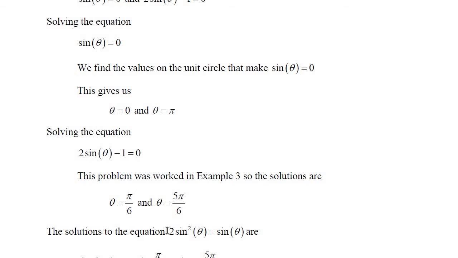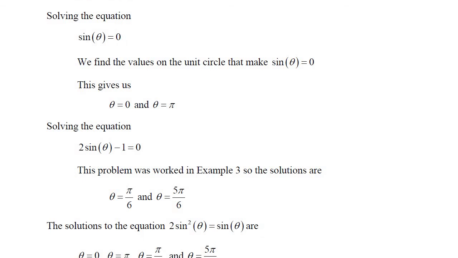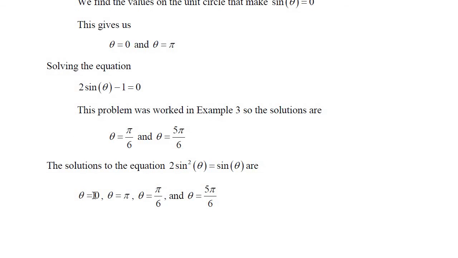So this equation that we started with, 2 sine squared theta is equal to sine theta, this would end up giving me a total of 4 solutions. And they are theta is equal to 0, theta is equal to pi, theta is equal to pi over 6, and theta is equal to 5 pi over 6.